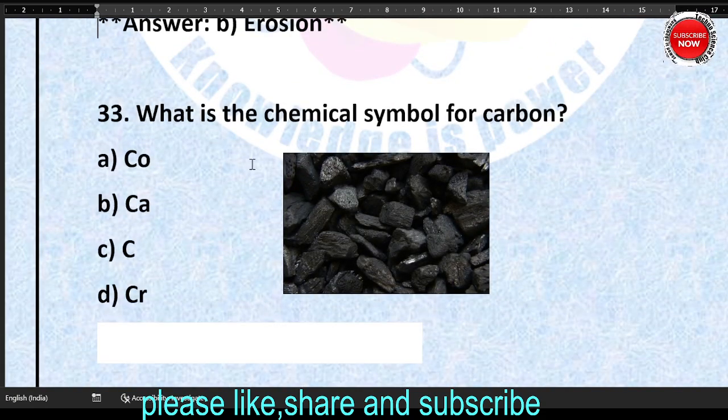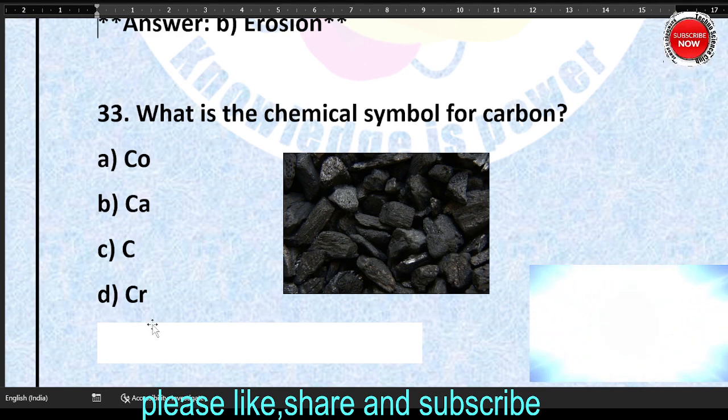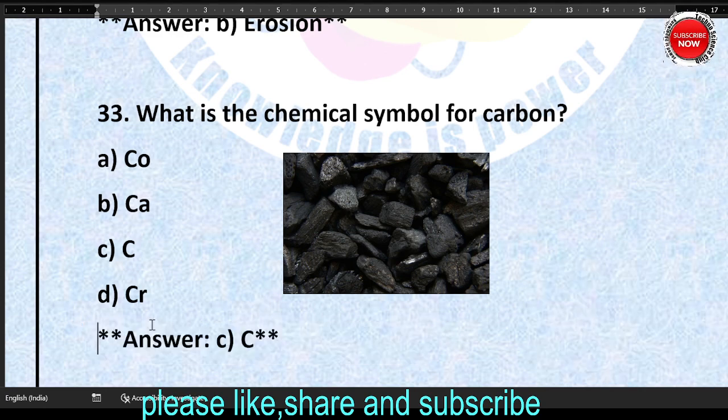33. What is the chemical symbol of carbon? Very good. The chemical symbol of carbon is C. Option C, correct answer.